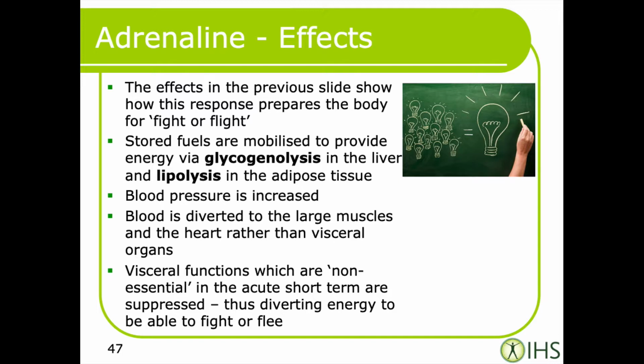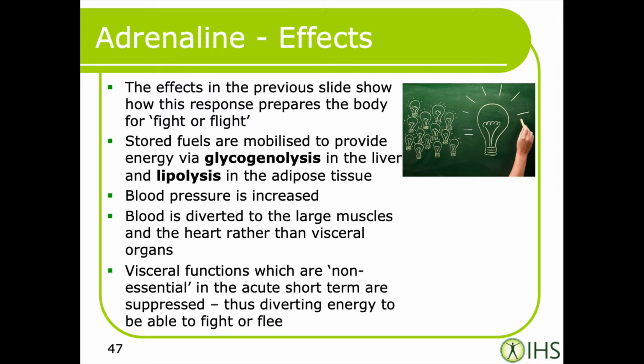Glycogen is chains of glucose that are stored in your liver, and lipolysis is the breakdown of fat in your adipose tissue. And so by breaking down glycogen, you increase sugar production or increase sugar availability, glucose. And by breaking down fats, you can then use that energy for energy production as well, or it can be converted into sugar as well.